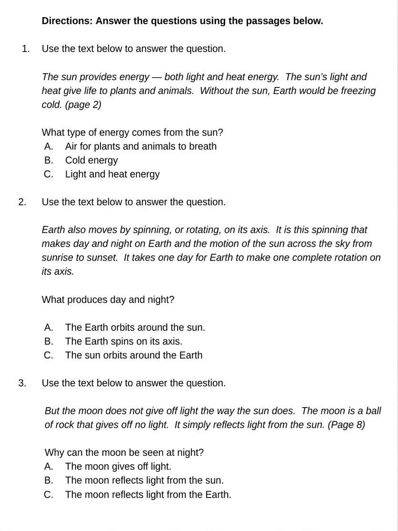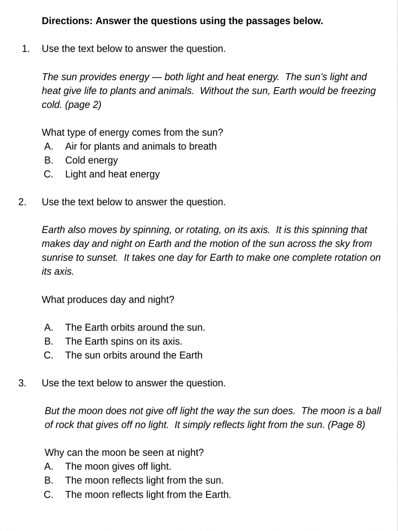Number 2. We're going to use the text below to answer the question. Earth also moves by spinning or rotating on its axis. It is this spinning that makes day and night on Earth and the motion of the sun across the sky from sunrise to sunset. It takes 1 day for Earth to make one complete rotation on its axis. What produces day and night? A. The Earth orbits around the sun. B. The Earth spins on its axis. C. The sun orbits around the Earth. Circle the correct answer and highlight it in the text above.